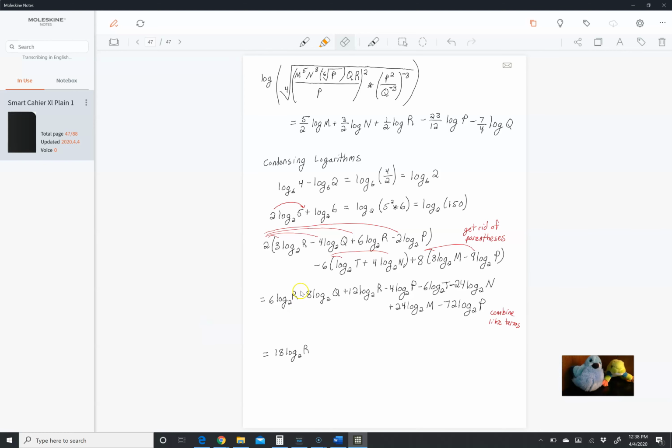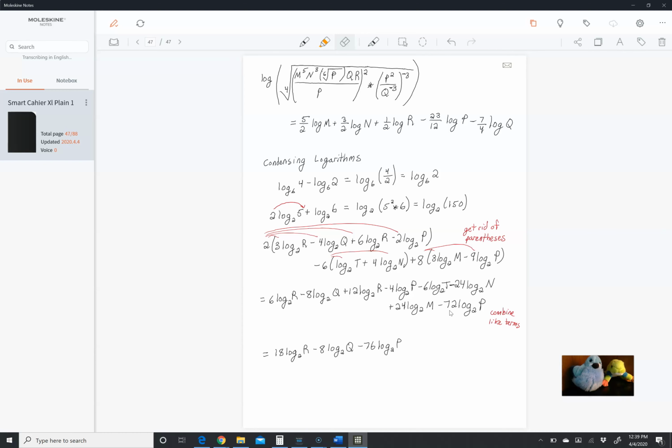Then we have a negative 8 log base 2 of q, and that's the only log base 2 of q that we have. So we can just leave that. Then we already took care of this 12 log base 2 of r. So then we have a negative 4 log base 2 of p and a negative 72 log base 2 of p. So that gives us negative 76 log base 2 of p.